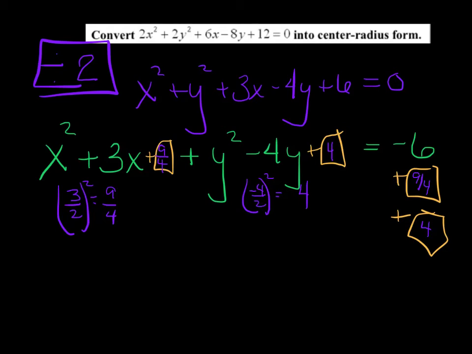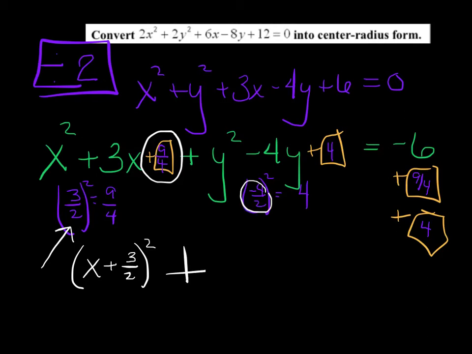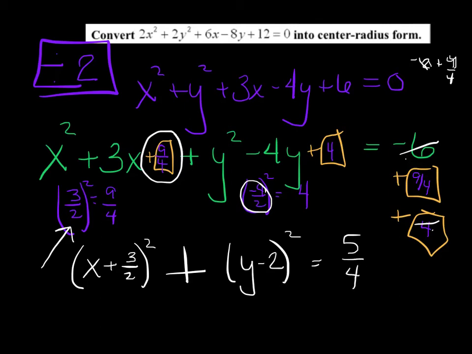Alright, now this one's just a little uglier because you have to multiply to 9/4, but remember, it's always the term you squared. So this is really x, and that's a positive 3/2 squared, plus the number I squared here, negative 4 divided by 2 is negative 2, so this is going to be y minus 2 squared, equals, let's see, negative 6 plus 4 is negative 2, and you can grab your calculator if you need to. I'll do a little mental math here. Negative 2 plus 9/4, which is really negative 4/4, so I'm going to get a positive 5/4.